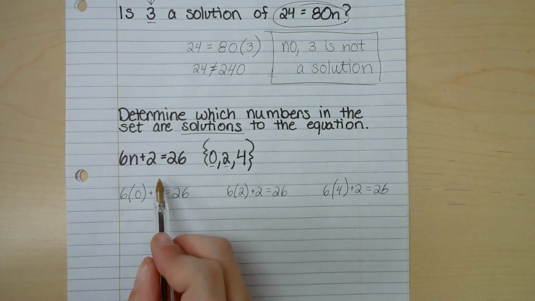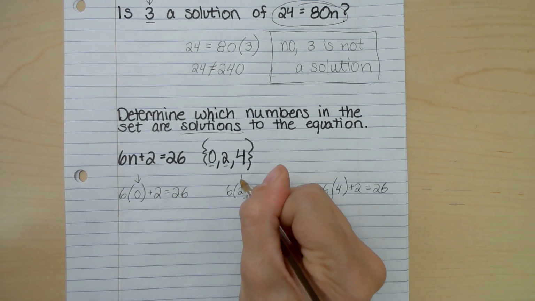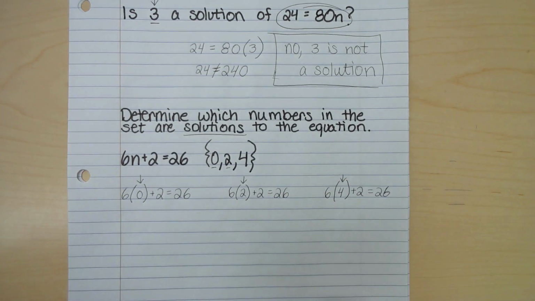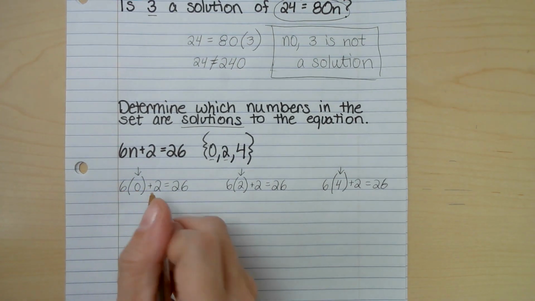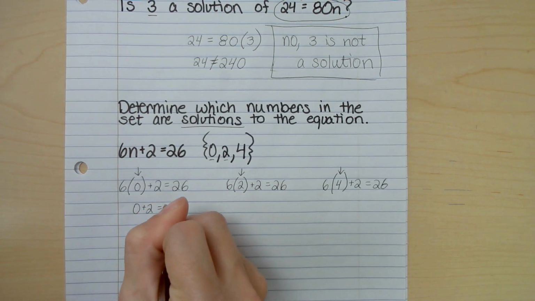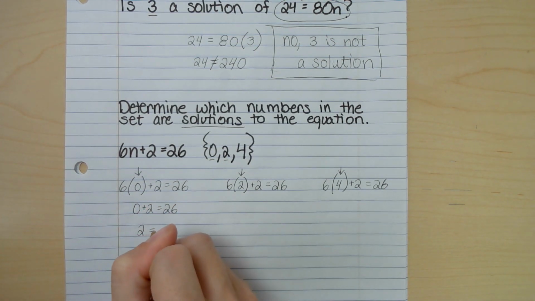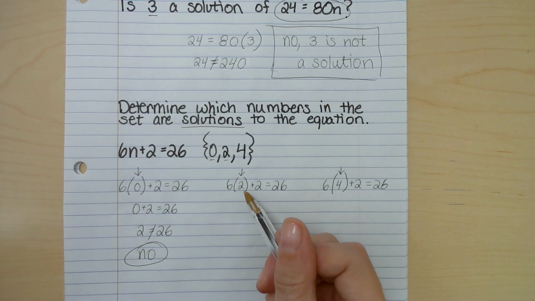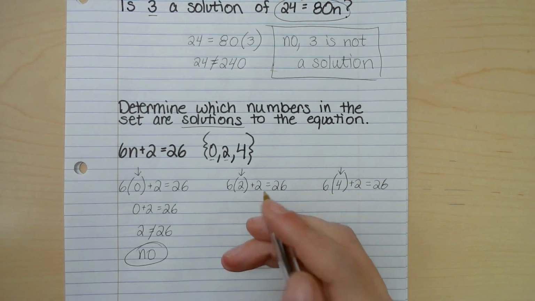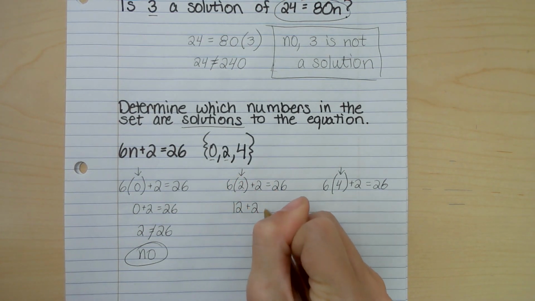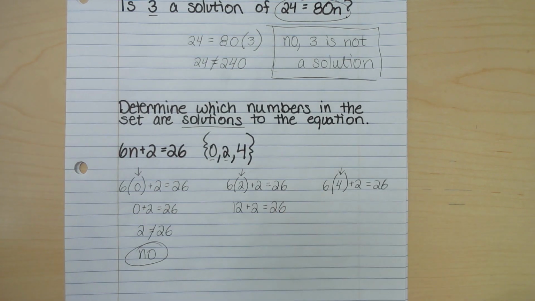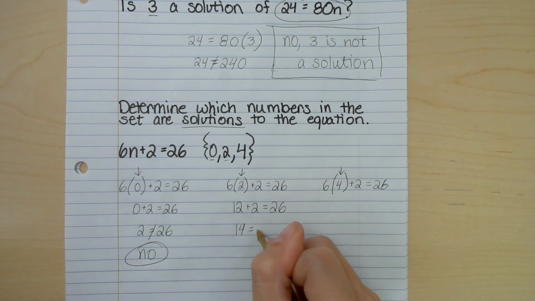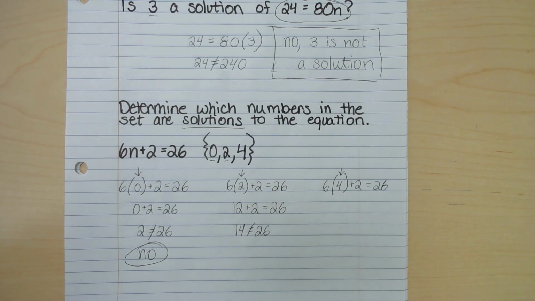So from here, I've plugged in each of the numbers in my set, and now I'm going to see which one gives me a true statement. So first, 6 times 0 is 0, plus 2 is 2, and 2 does not equal 26. So this is a no. Next up, I'm checking to see if 2 is a solution. So 6 times 2 is 12, plus 2 equals 26. Well, 12 plus 2 is 14. 14 does not equal 26. So this one is also a no.